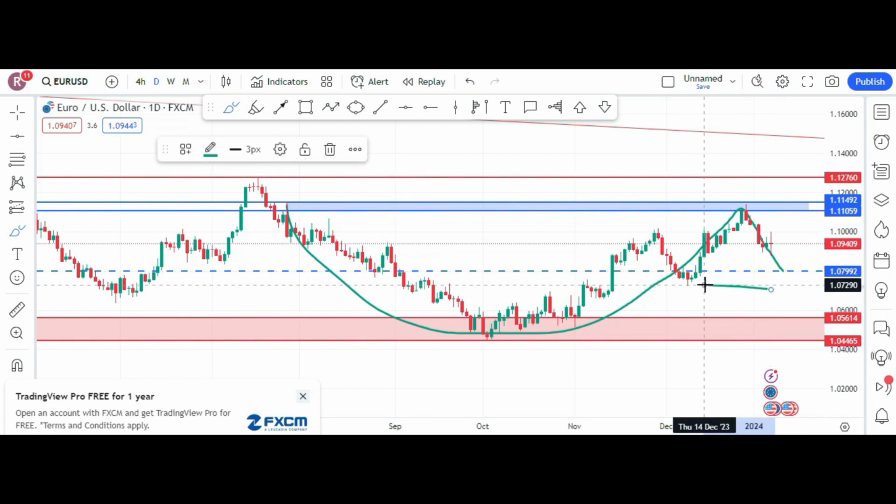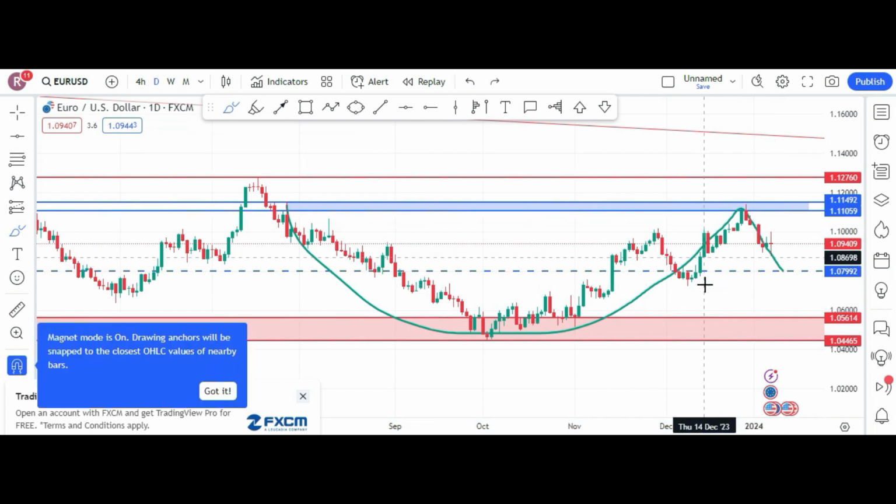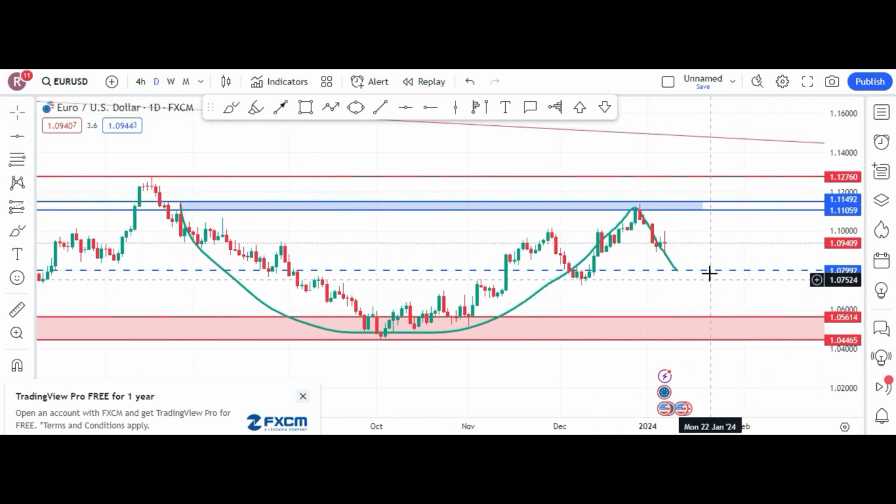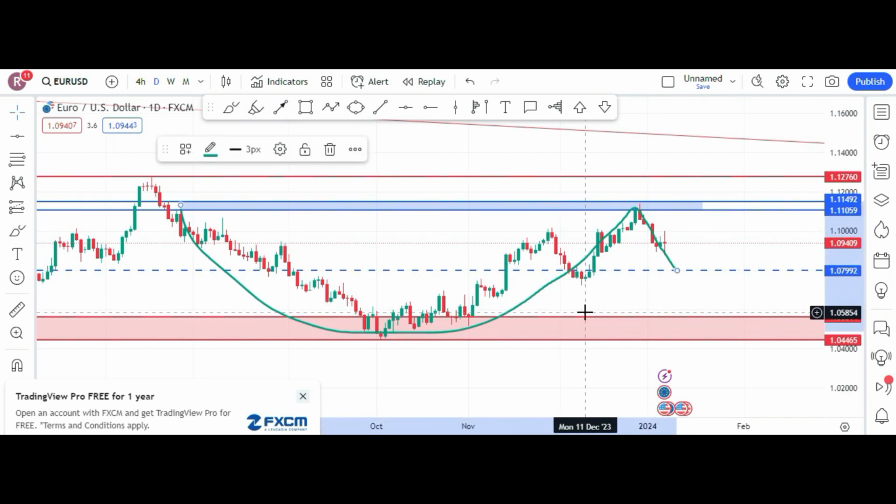Or it will start moving on the upside, and we are going to investigate right away. So keep this in mind, this cup and handle at the moment, and let me delete it for the time being so we can do better analysis.